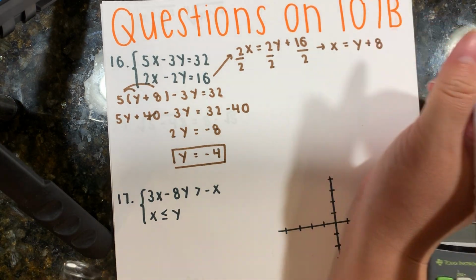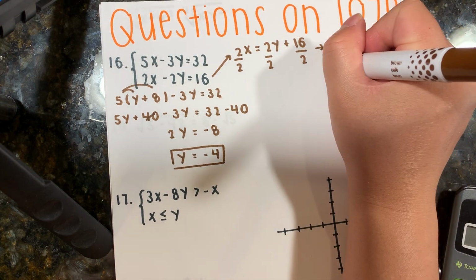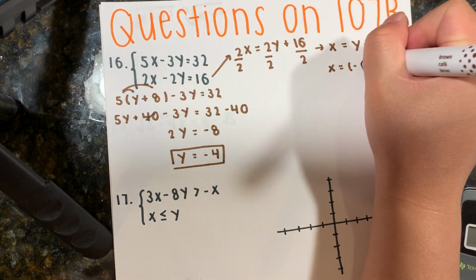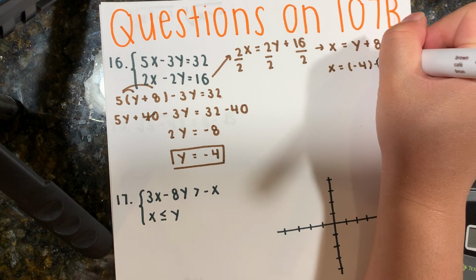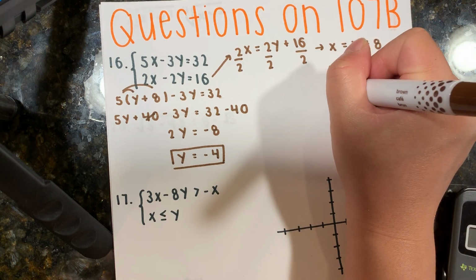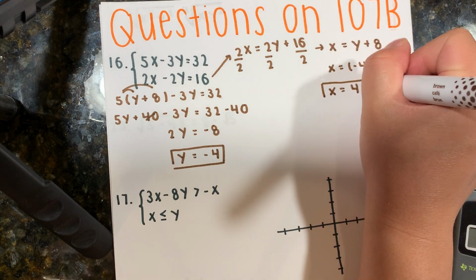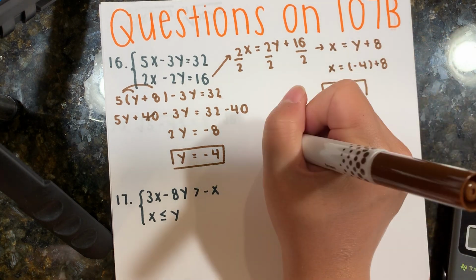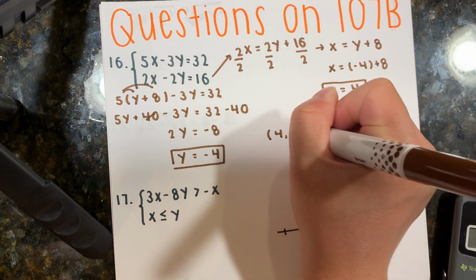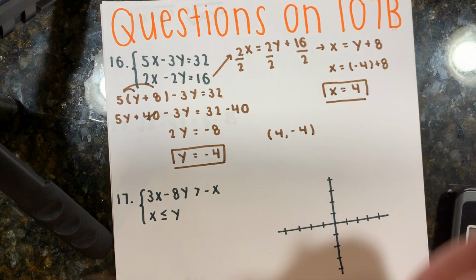Now you're going to take that and you're going to plug it into this equation. So x would be equal to negative 4 plus 8. Therefore, x is going to be equal to 4. And you could write your answer as an ordered pair too, so it'd be (4, negative 4).